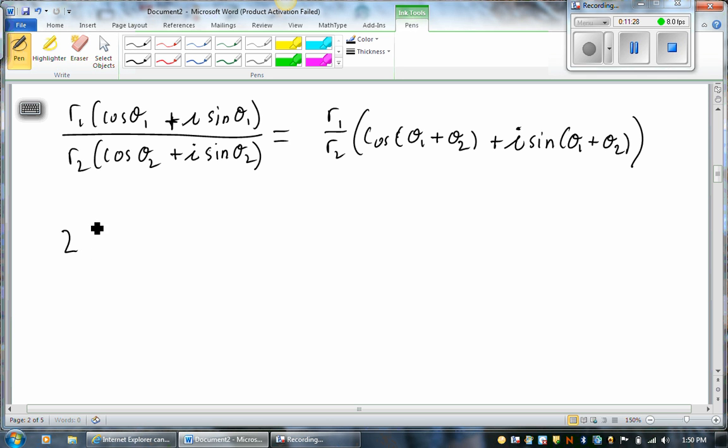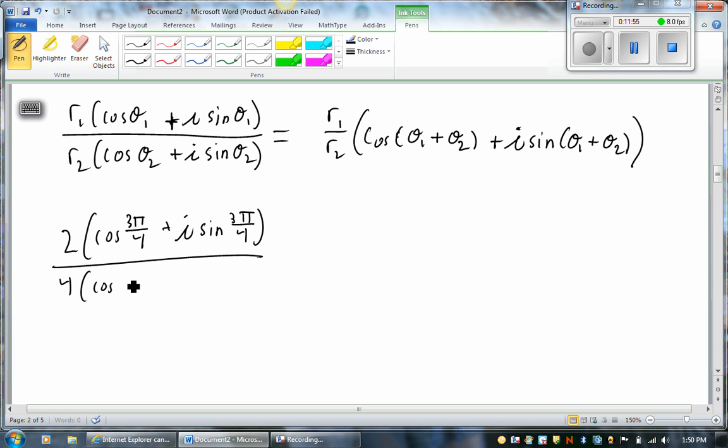Let's say we wanted to do 2 times the cosine of 3 pi over 4 plus i sine of 3 pi over 4, and we want to divide that by 4 cosine pi over 2 plus i sine pi over 2.